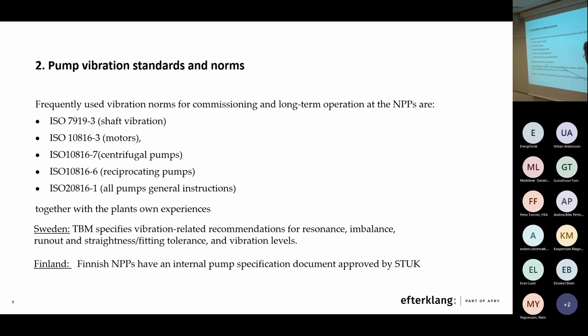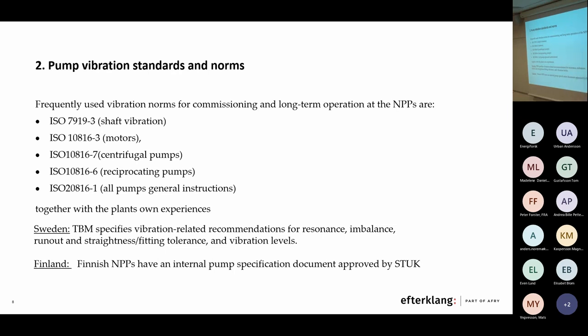But also, I want to highlight that their plant's own experience is extremely important. So if they have a pump which gives this vibration and they will buy another pump, they don't want that pump to be worse. So they know what is possible, and there can be adjustments to these pumps.